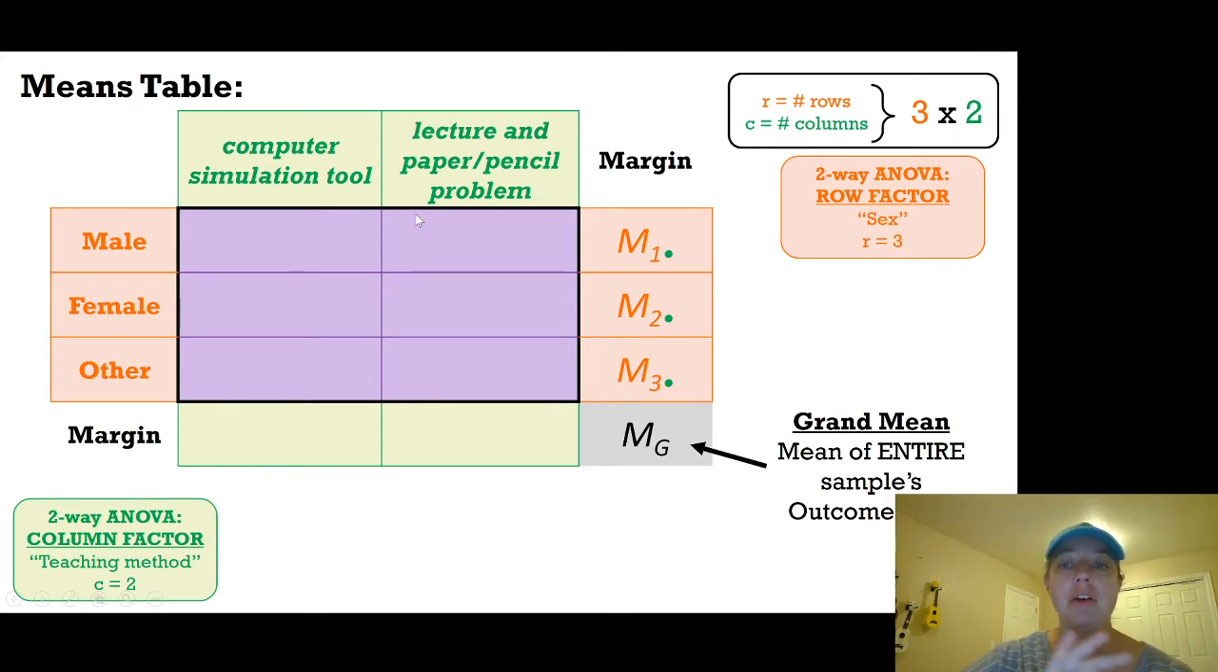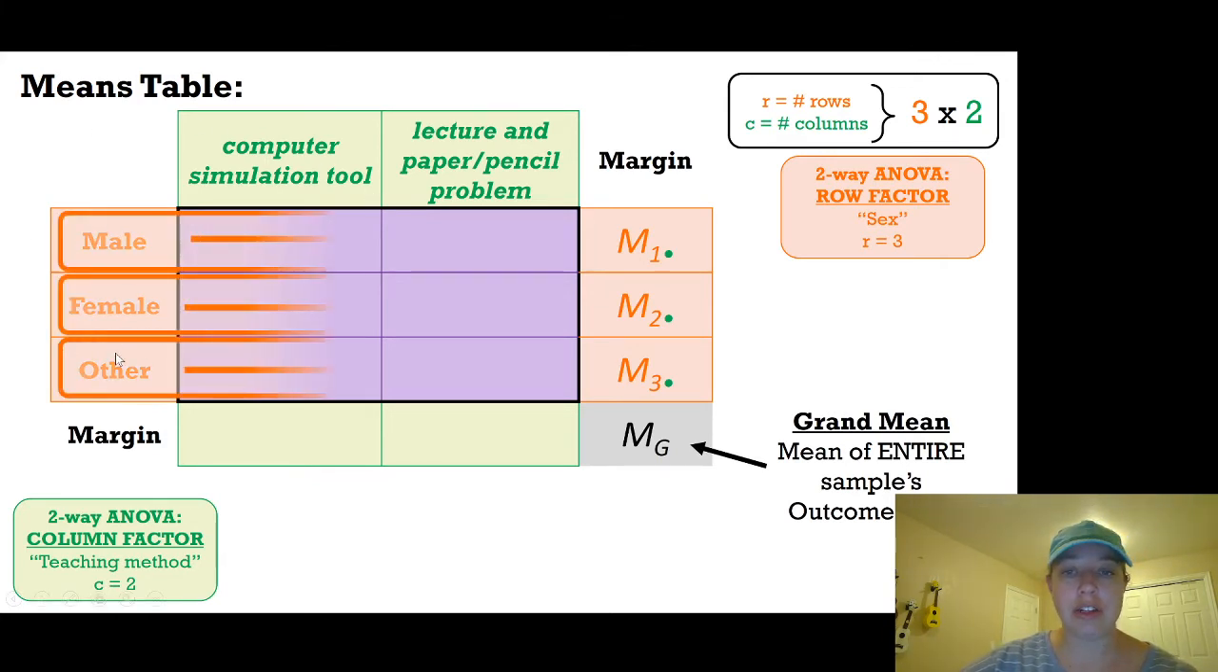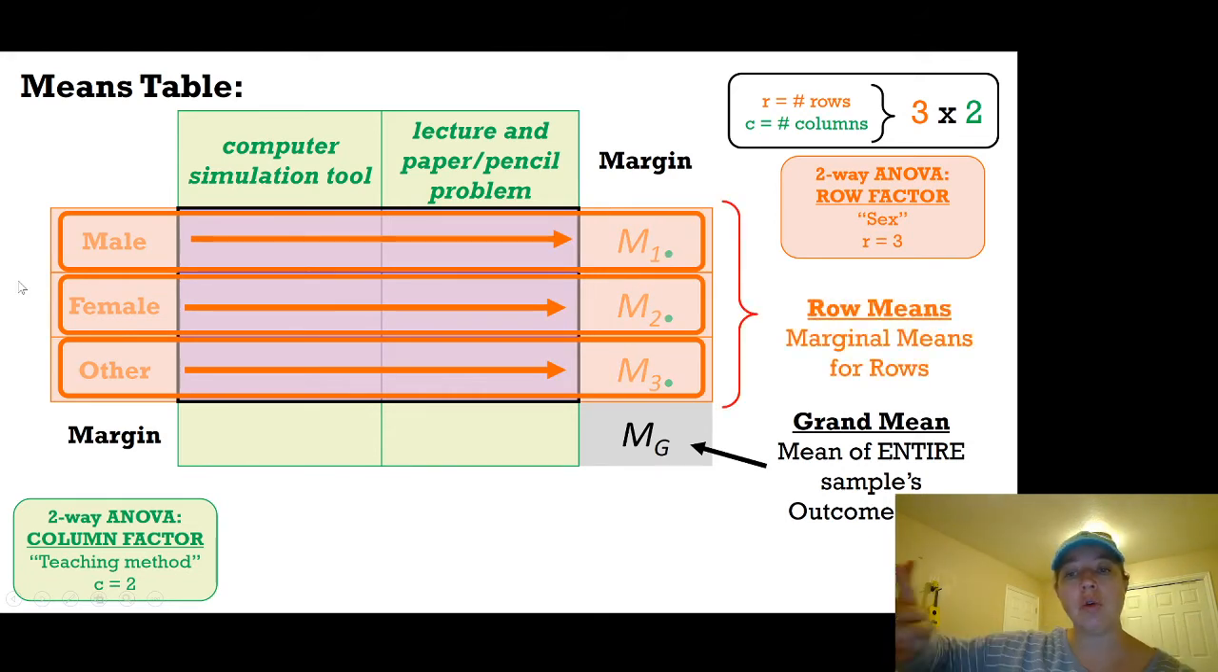Okay, now in orange are rows. So we have male, female, and other in this situation. So moving across the rows into the edge of the table, across those purple cells, we get the row means. These are the marginal means for the rows. Now, often you'll see a lot of times these will be denoted 1, 2, 3, which is really bad. It's a lot better if you can label them male, female, other. Here I put a dot.